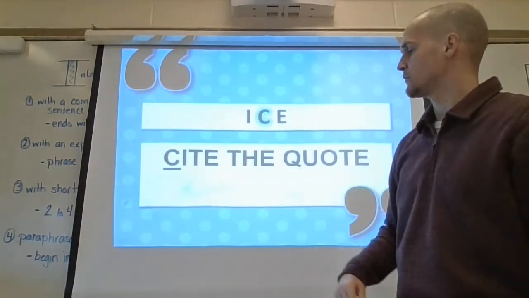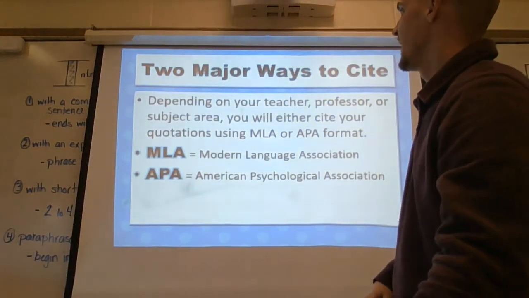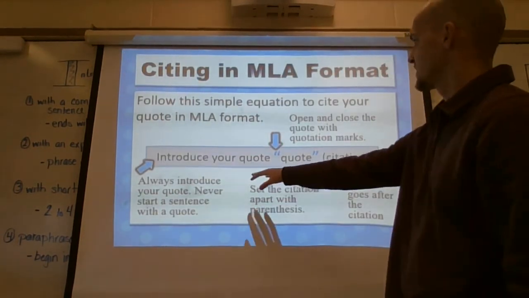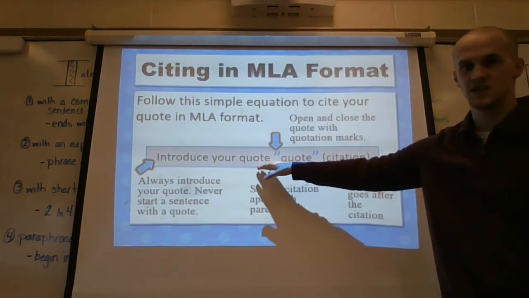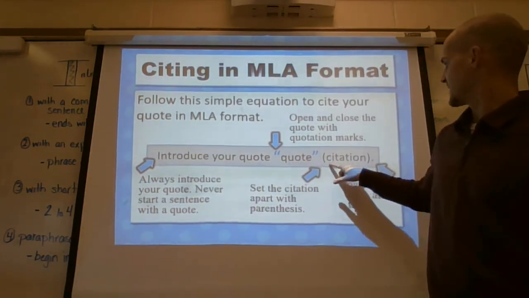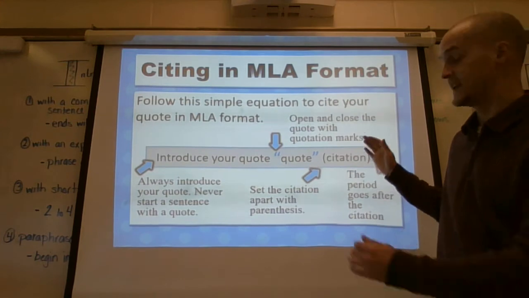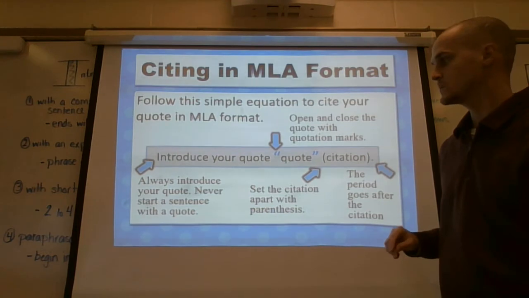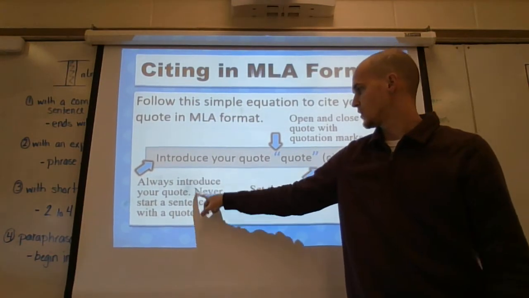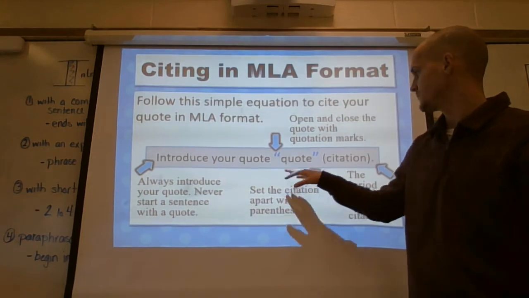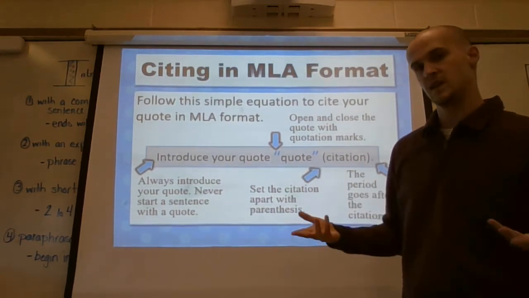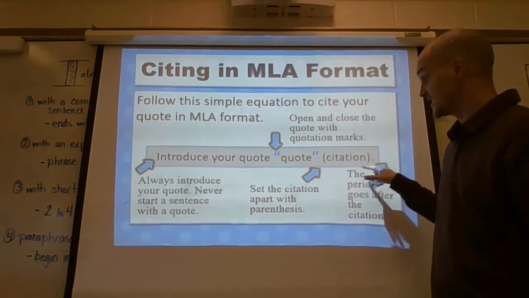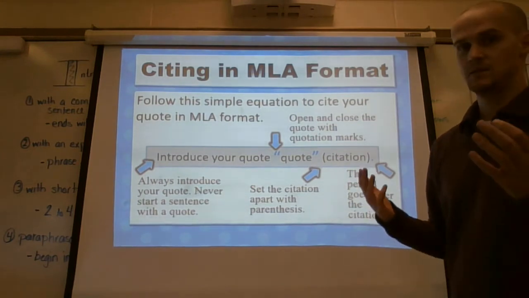The C, like we talked about, is citing your quote. And there's 2 ways to do it. We're going to look at MLA specifically. But like I talked about, you're going to introduce your quote. So that's your sentence starter. Give your quote, citation at the end, in parentheses, with your period after the citation. All right? So again, always introduce your quote. Never start a sentence like that. Use your quotation marks so we know when the quote begins. Use your parentheses so we know when the citation begins.